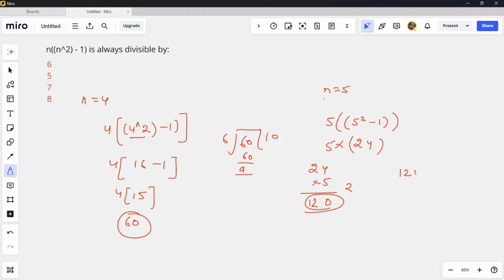And as you can see, 120 is also divisible by 6. It means even if we put any value of n in this expression, the resultant value will be completely divisible by 6. It means our first option is the correct option.